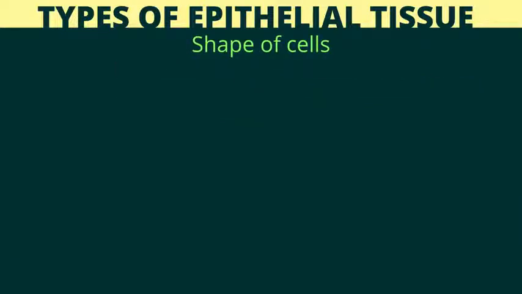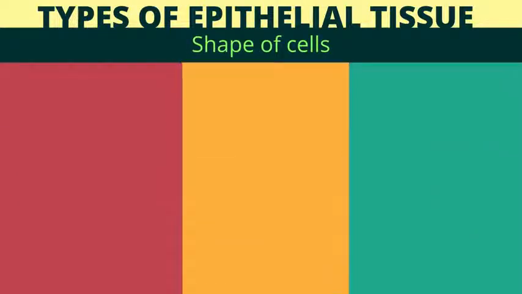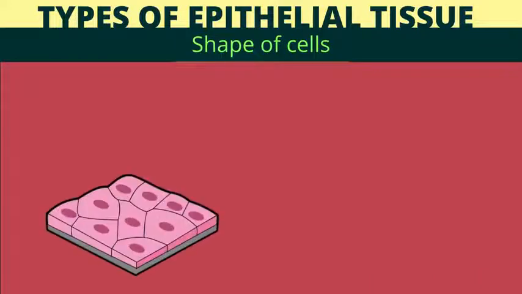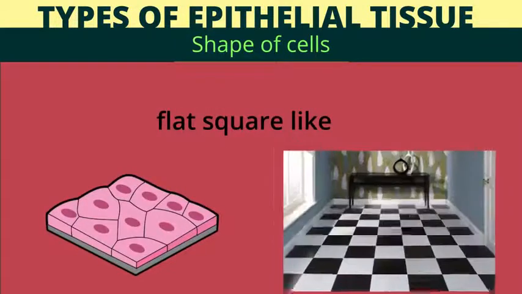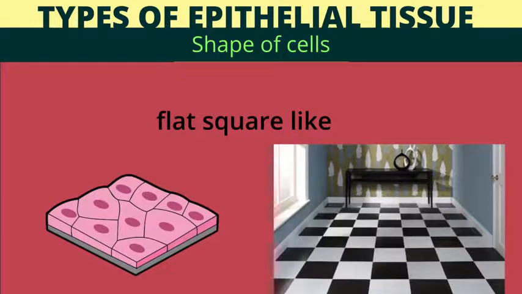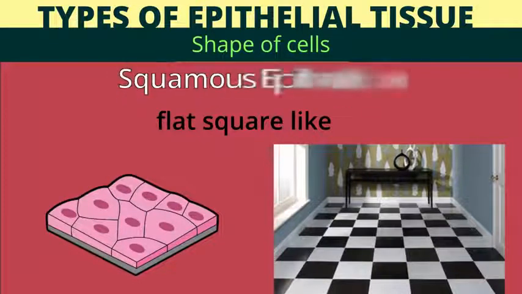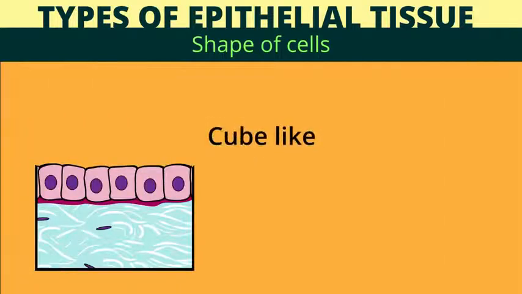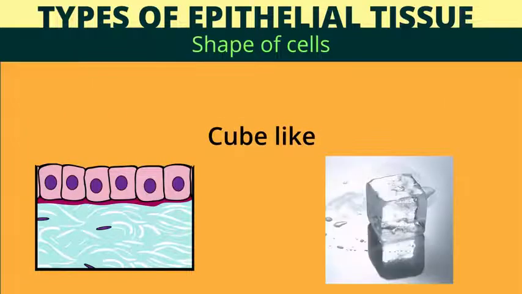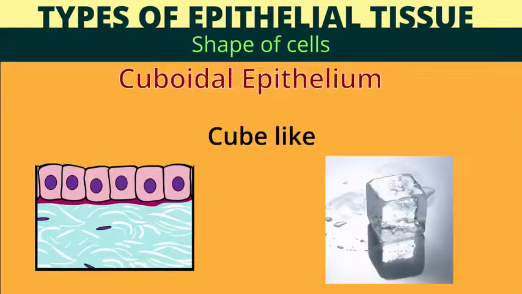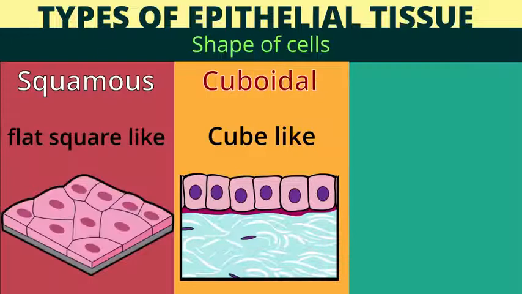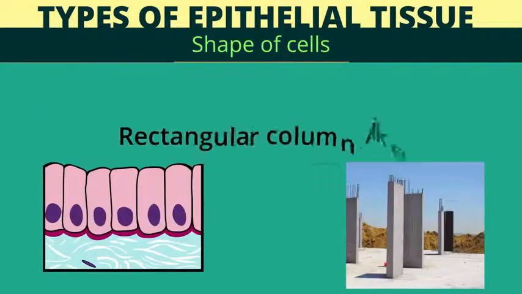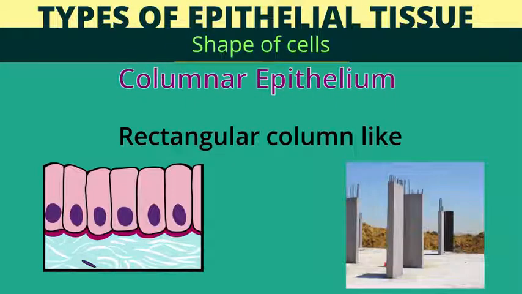Now coming to the second type of classification, that is based on shape of cells. The cells of this tissue have three variants. First, the cells are flat and square-like, just like these floor tiles here. So if they are square-like, we call it squamous epithelium. Second, the cells can be cube-like, an ice cube or something. So because of this shape, it gets its name as cuboidal epithelium. And third, it can be rectangular, column-like in shape, and hence are called columnar epithelium.